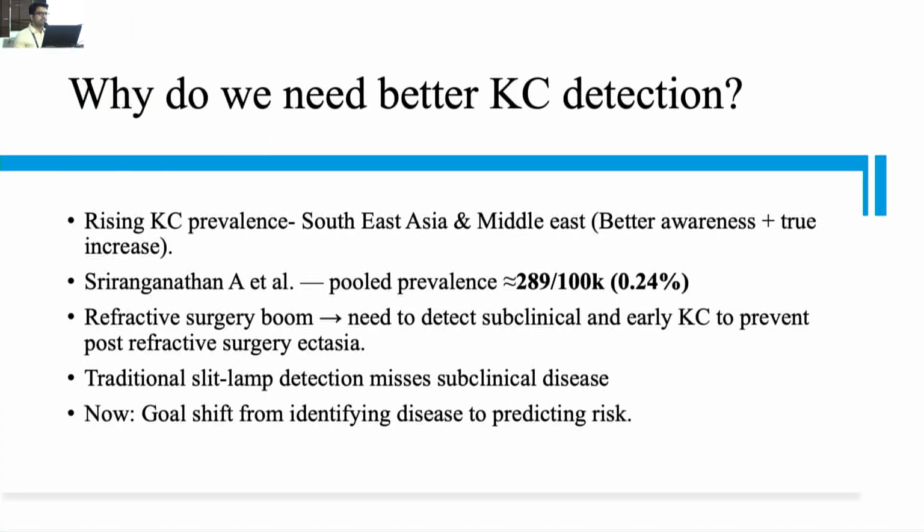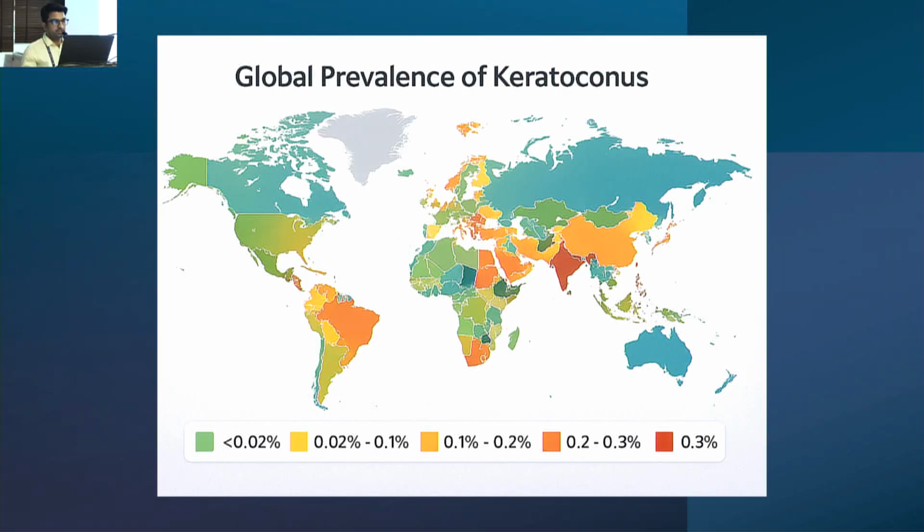Why do we need a better detection of keratoconus? As she described, there is a rising prevalence in keratoconus patients, especially in Southeast Asia and the Middle East. And there is a refractive surgery boom. So we need to detect all cases of keratoconus, especially the subclinical cases, to prevent any post-refractive ectasia. And the goal has shifted from identifying disease to predicting risk factors.